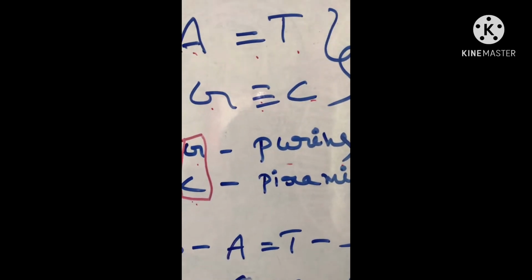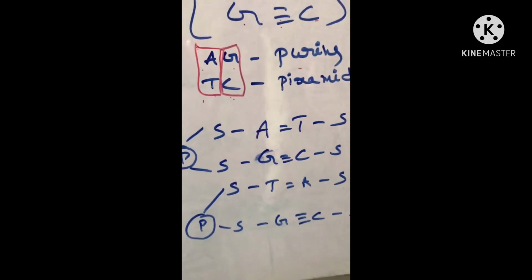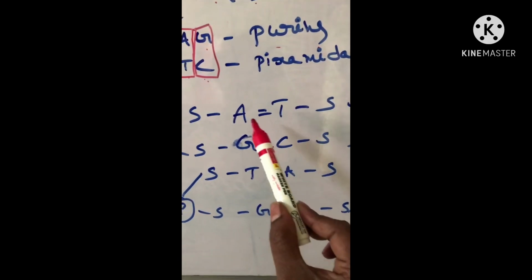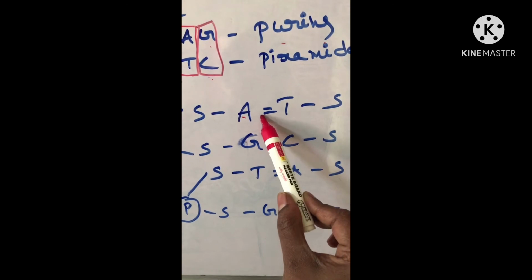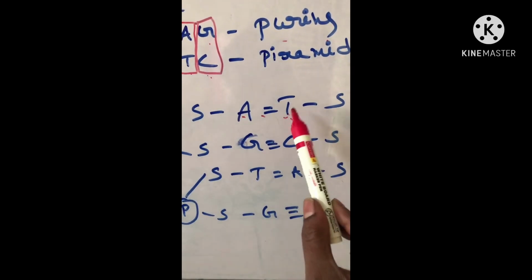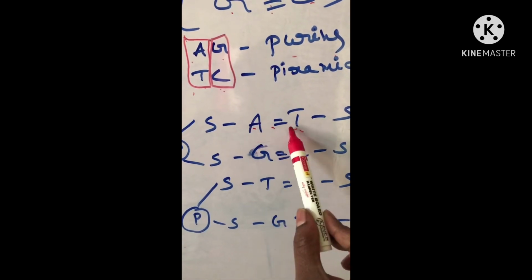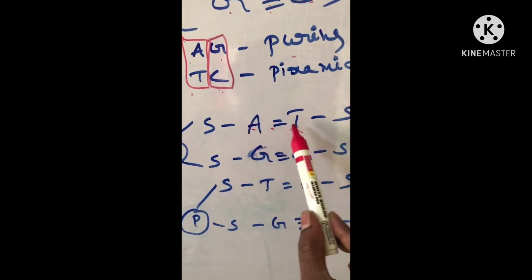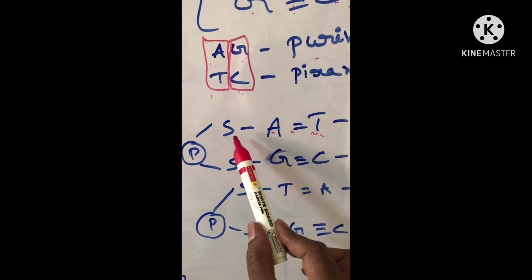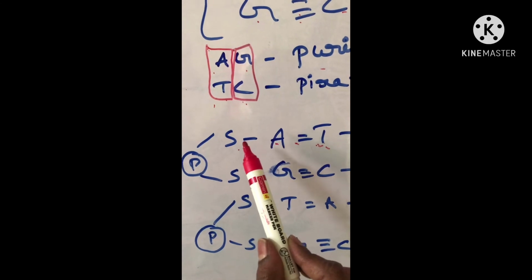Okay, this is about purines and pyrimidines. Then next, you deeply observe the total chain structure. Here this is adenine double bonded to thymine. That means a purine is always connected with a pyrimidine. Then each and every one of these two nitrogen bases is later connected with sugar. This is also a sugar molecule.